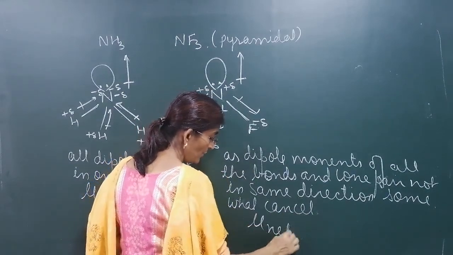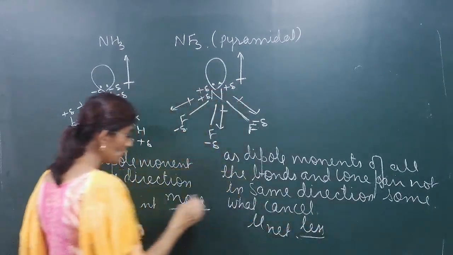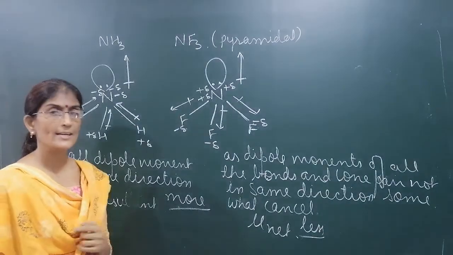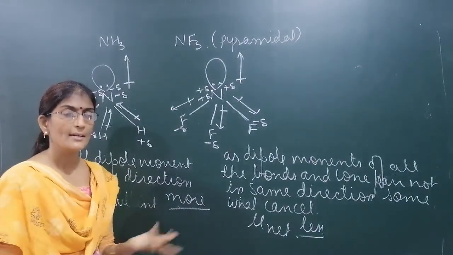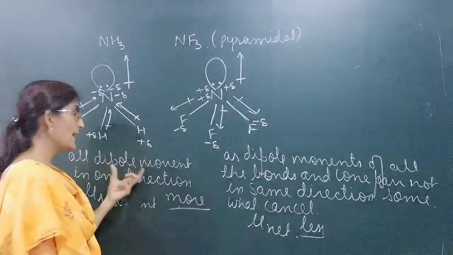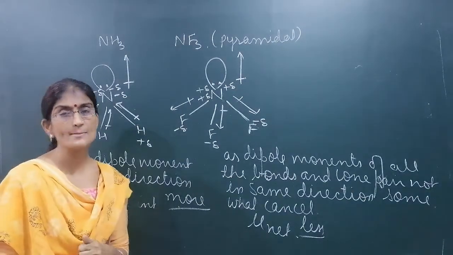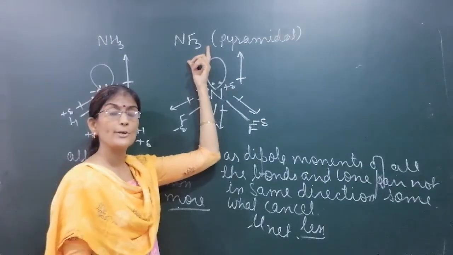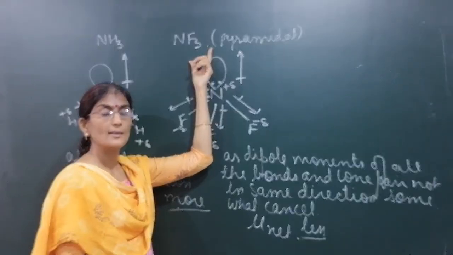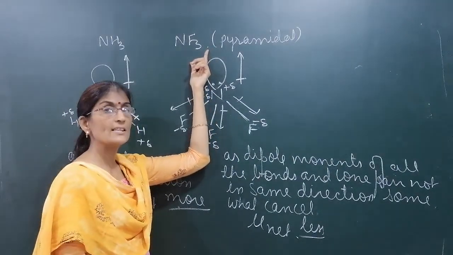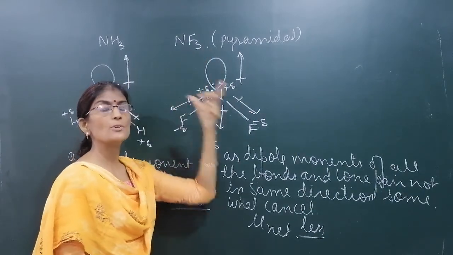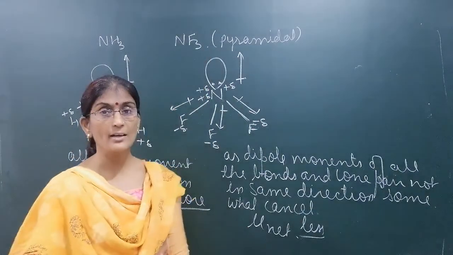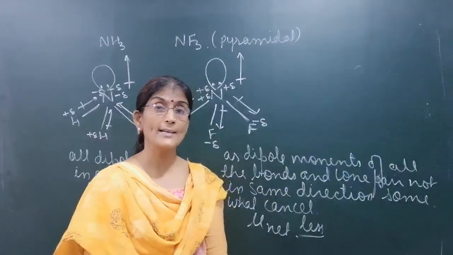Resultant dipole moment will be less compared to ammonia. Dipole moment is less, then the molecule is less polar. Dipole moment is more, then the molecule is more polar. So it is not so that fluorine is more electronegative, so NF3 is more polar. No. The dipoles cancel each other. Even then, hydrogen is less electronegative than fluorine. Ammonia is more polar than NF3.